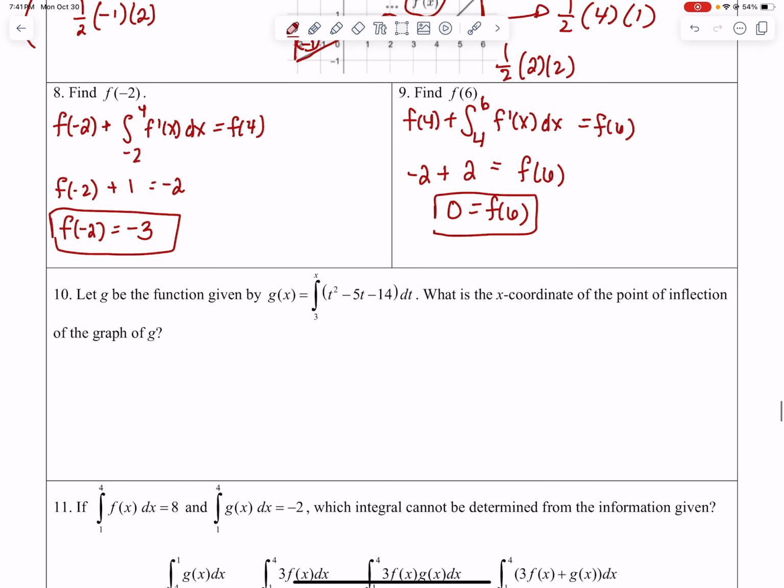All right, number 10. We have g being the function given by g of x is equal to the integral from 3 to x of t squared minus 5t minus 14 dt. What is the x-coordinate of the point of inflection of the graph of g? Now remember that point of inflection is basically g double prime. So essentially, we're going to set g double prime equal to 0 and see what's happening here.